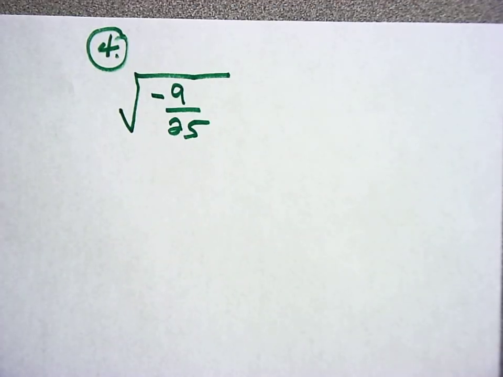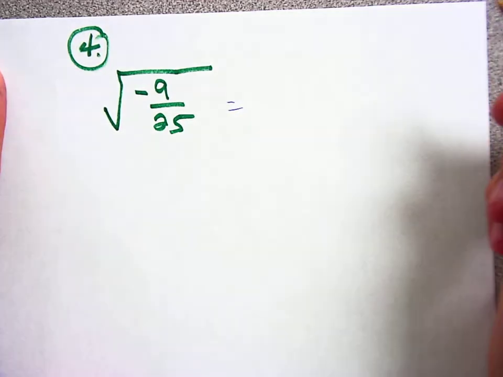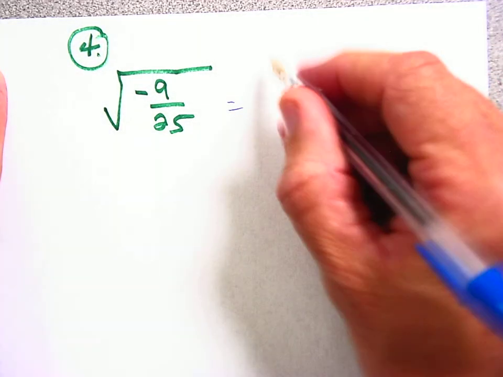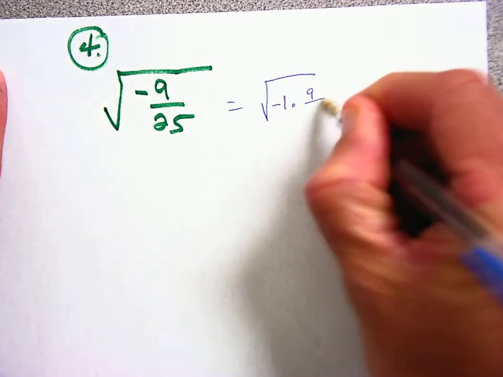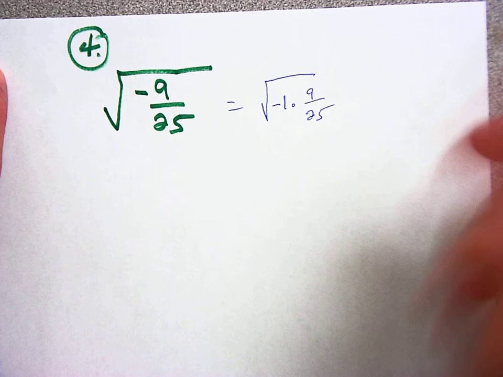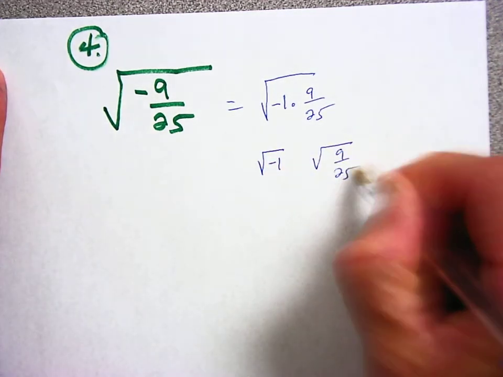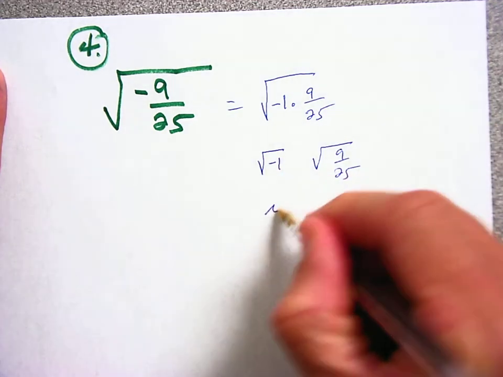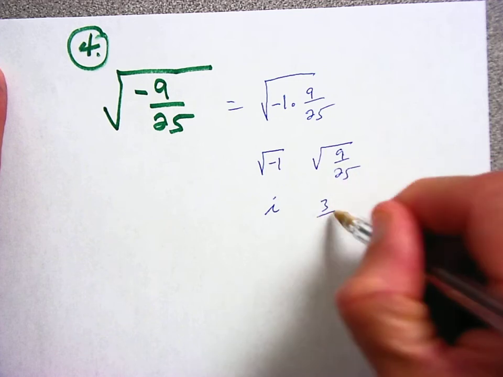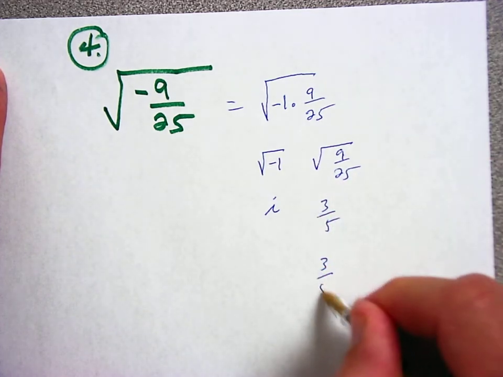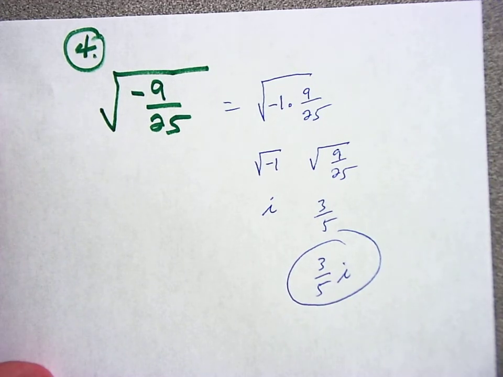Oh, Lord, it's a fraction. But the only thing different is that this is a negative inside the square root, right? So what you're going to do is go to the square root of -1 times 9/25. I'll separate that: square root of -1, square root of 9/25. I know this is i. The square root of 9 is 3. The square root of 25 is 5. So this will be 3/5 i. Hopefully that's helping y'all out.